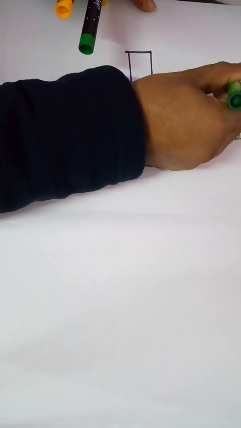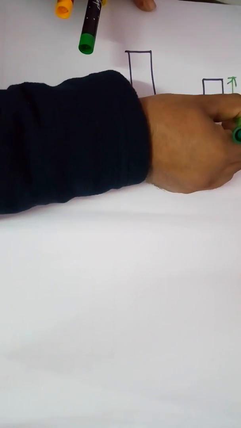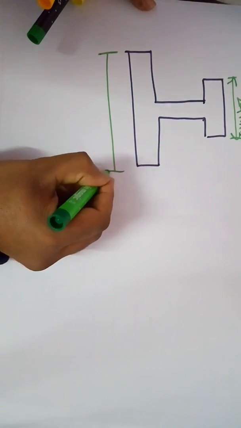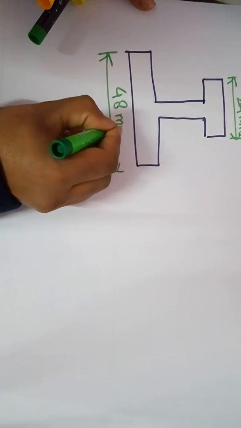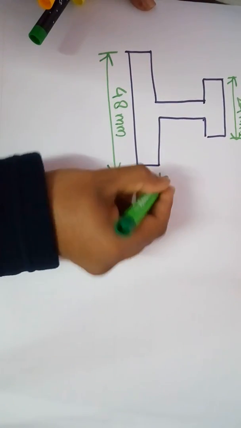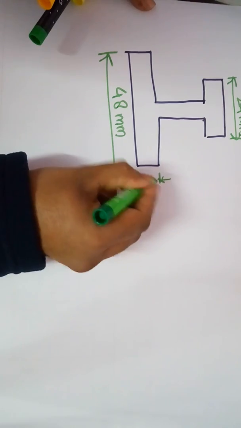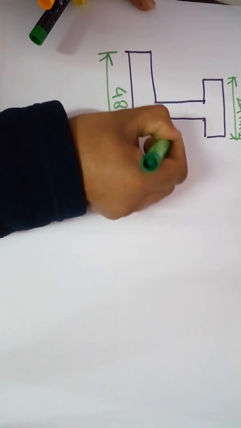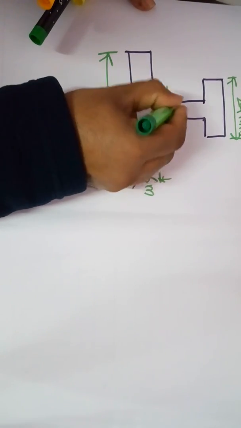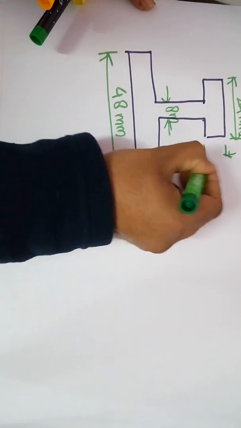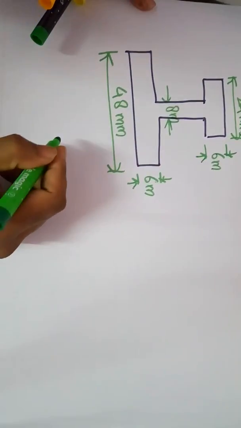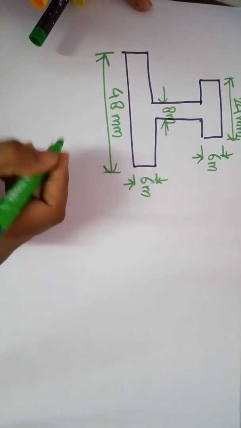This is 24 mm, 24 mm, and this is 48 mm. All the dimensions are given to me in terms of mm only. This is 48 mm, and this is 6 mm. This is 8 mm. This is also 6 mm, and this is also 6 mm.